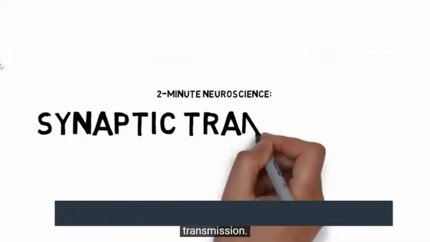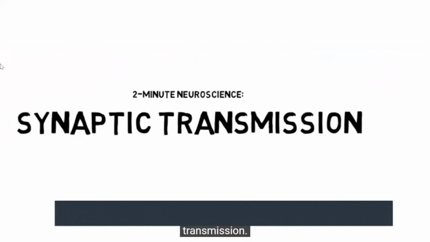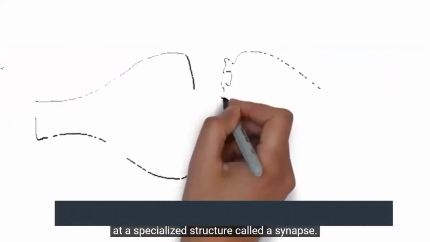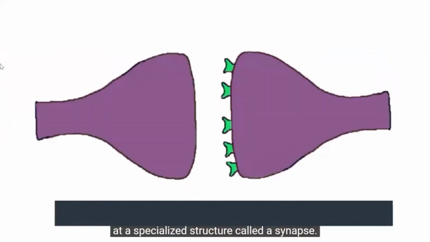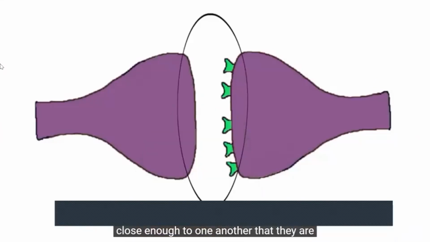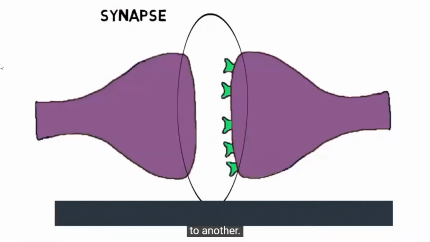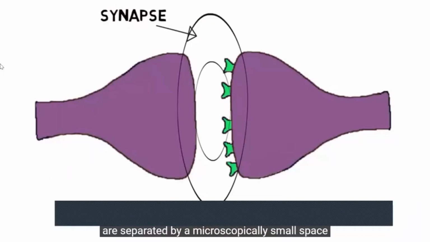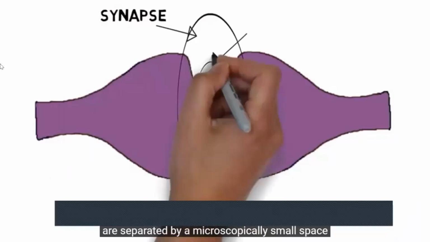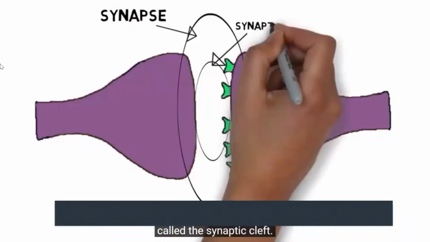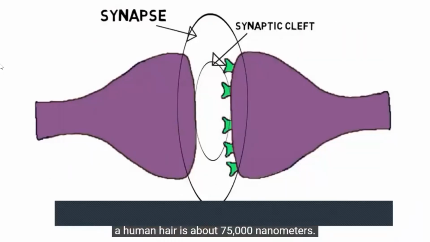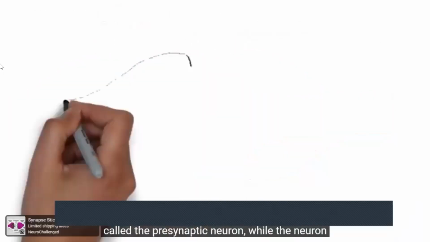In this installment, I will discuss synaptic transmission. Most communication between neurons occurs at a specialized structure called a synapse. A synapse is an area where two neurons come close enough to one another that they are able to pass chemical signals from one cell to another. The neurons are not actually connected, but are separated by a microscopically small space called the synaptic cleft. The cleft is less than 40 nanometers wide. By comparison, a human hair is about 75,000 nanometers wide.